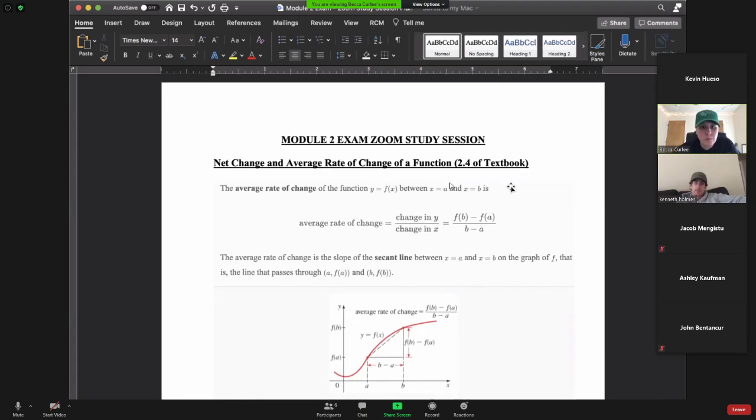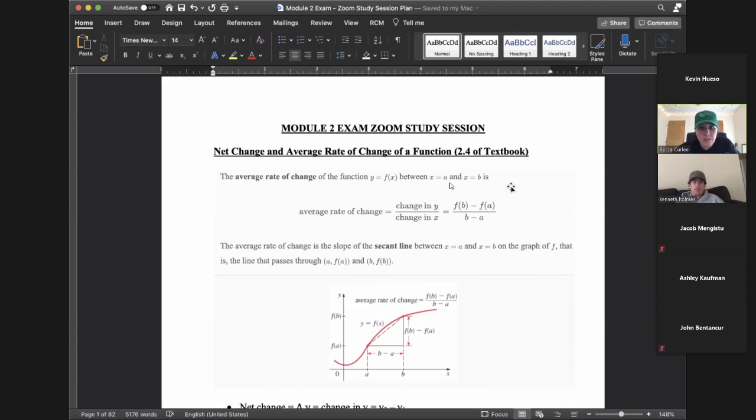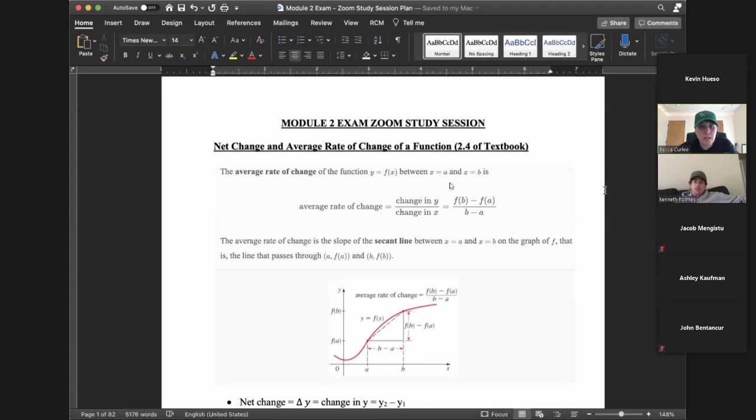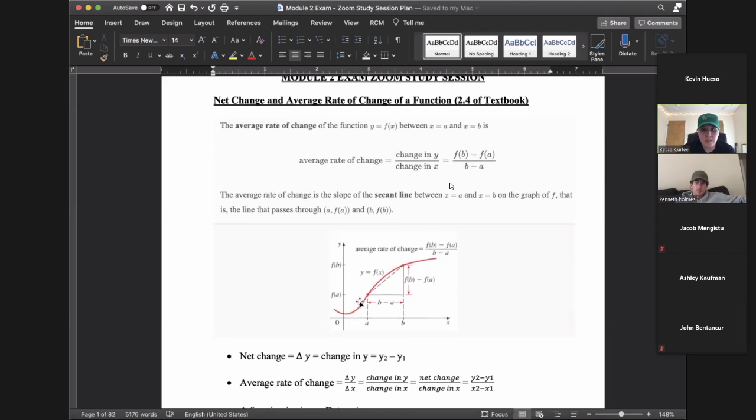Everybody's all right, cool. So I went over this a little bit at the end of the module 1 study session, but we'll touch on it again: the net change and the average rate of change of a function. The average rate of change of the function y equals f of x between x equals a and x equals b is basically just the change in y over the change in x. There is a secant line between your a value and your b value. Basically, the secant line is just the slope of the average rate of change.